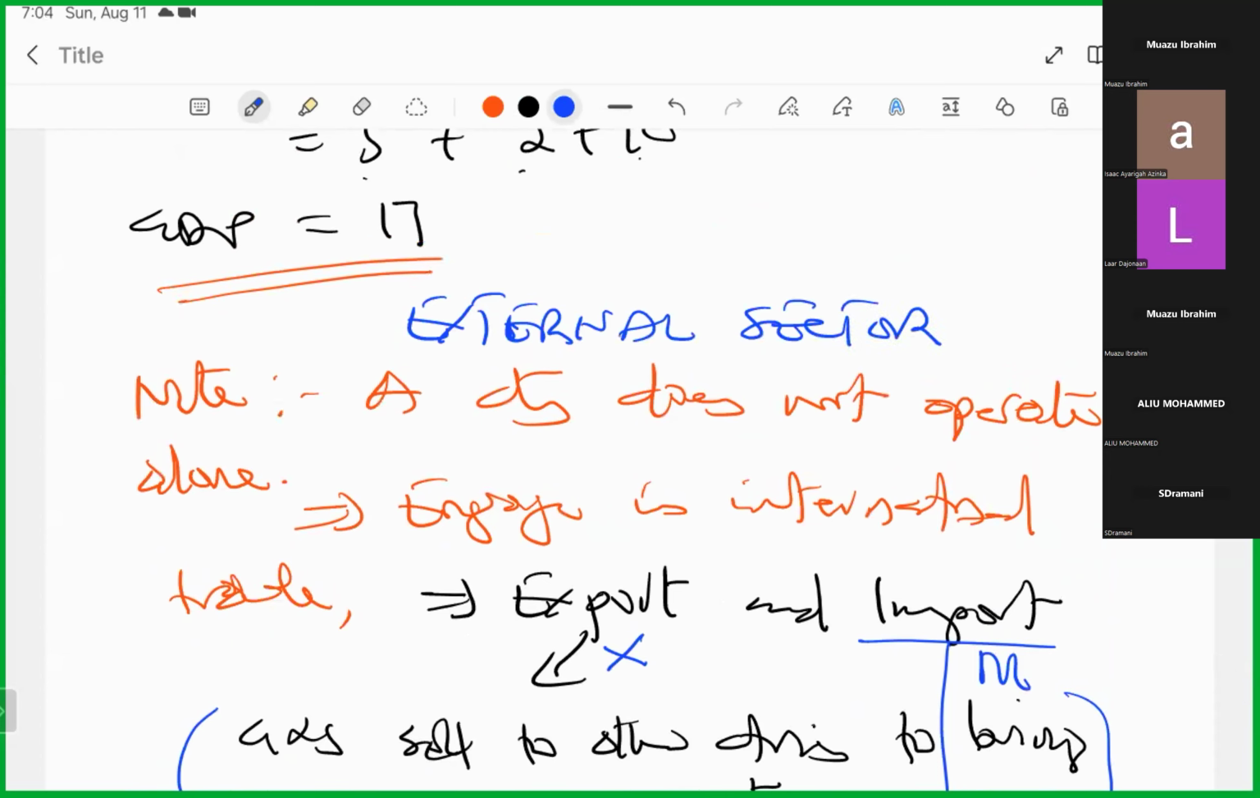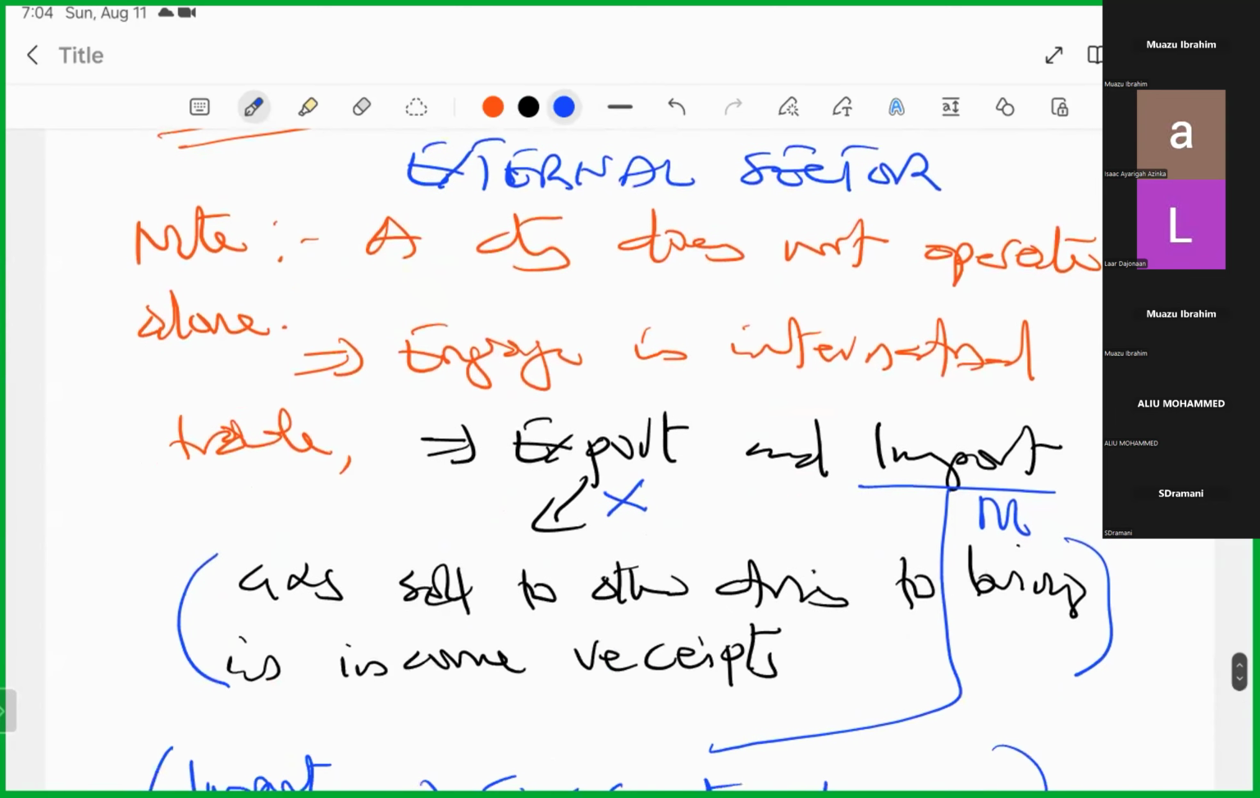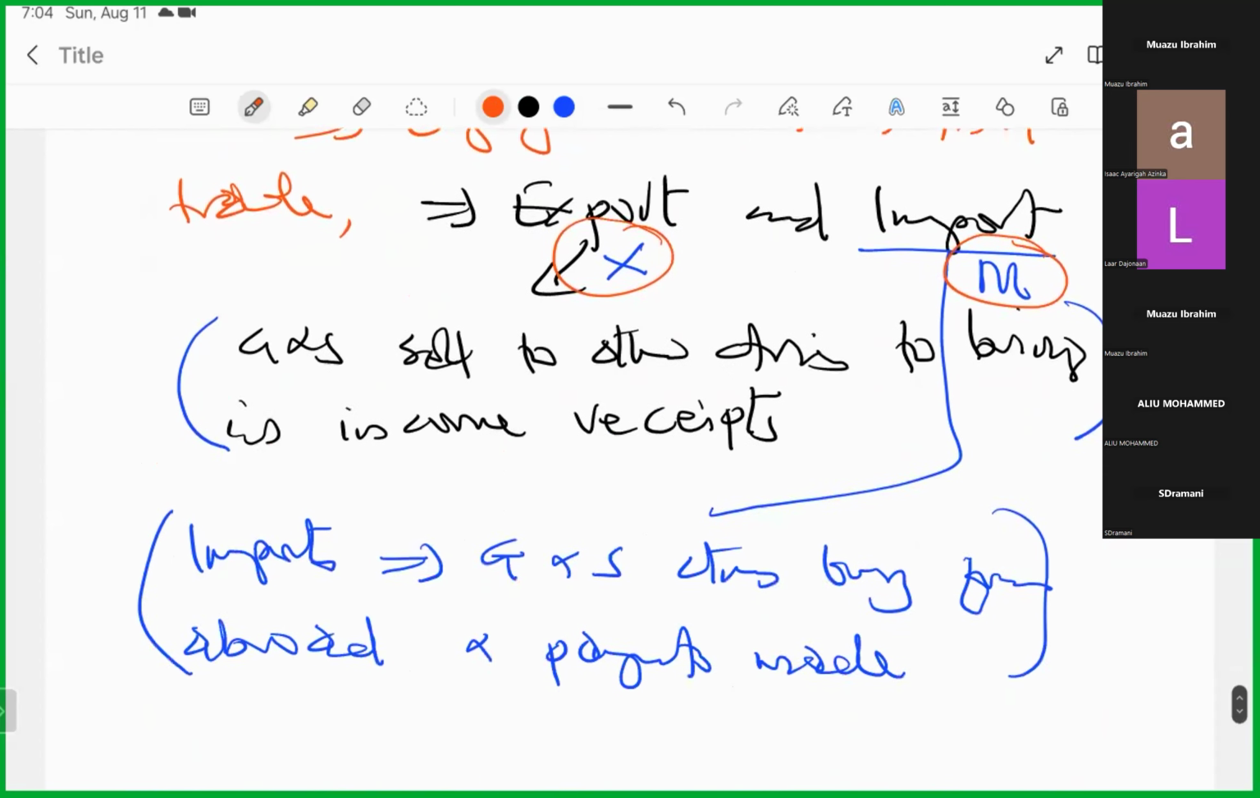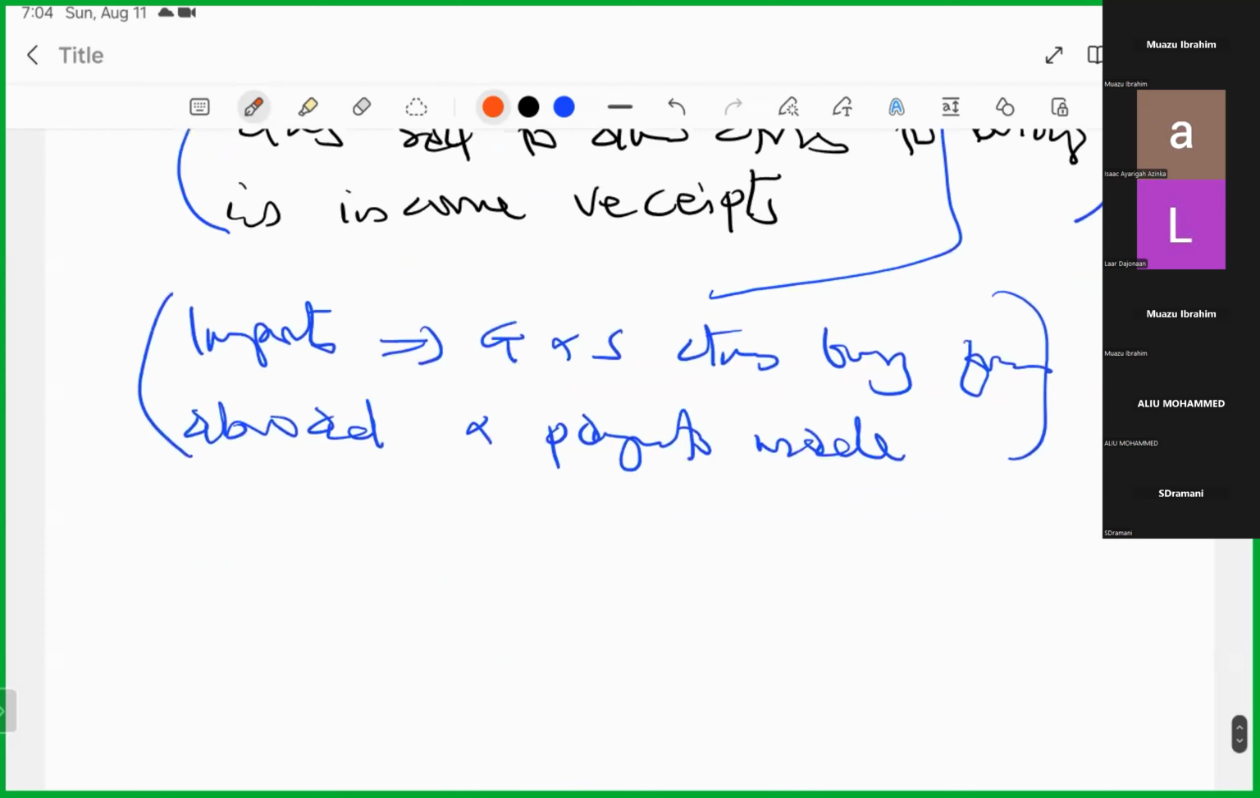Because countries do not operate alone, they engage with the external sector. And by engaging with the external sector, we are talking about a country engaging in exports and import, selling to people and also buying from people beyond the four walls of the country. So there's going to be an expenditure that is also going to be incurred. So we have to net out that particular expenditure side.